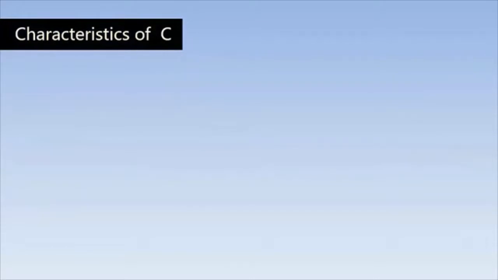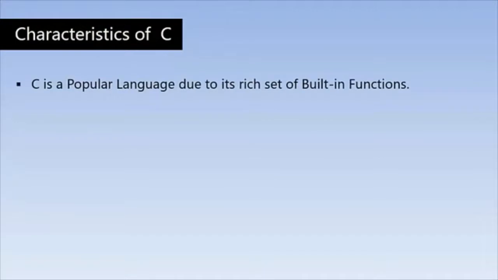Now let us discuss the characteristics of C. C is a popular language due to its rich set of built-in functions. C has a standard library where you can find hundreds of built-in functions. That means you don't need to write programs for every other operation in C. You can just go to the library and get the functions out there. We are just going to call the functions in the library and get our work done. So C has a rich set of built-in functions.